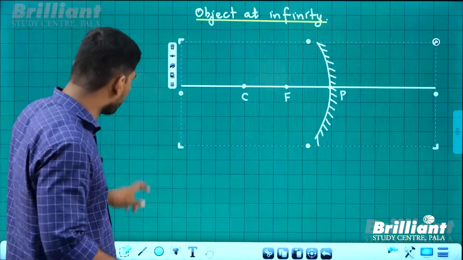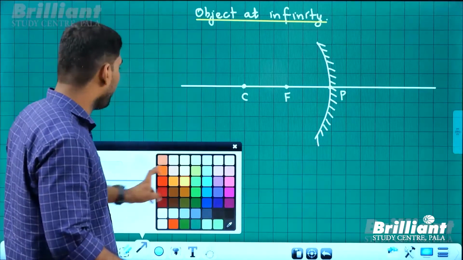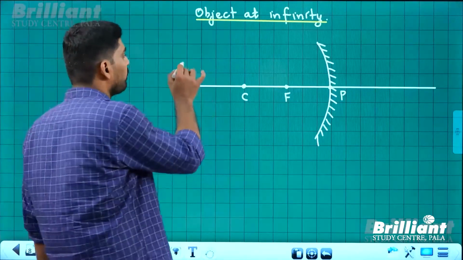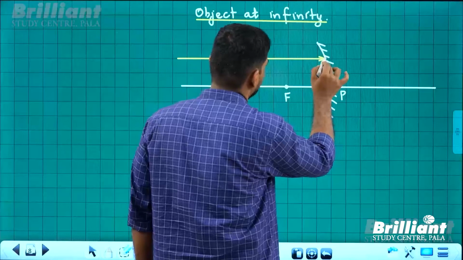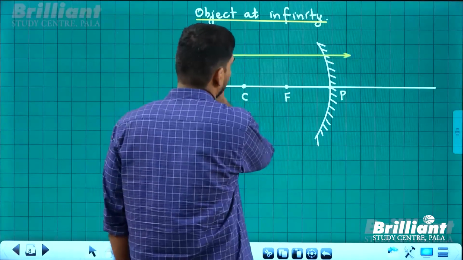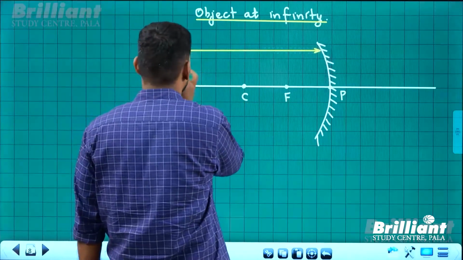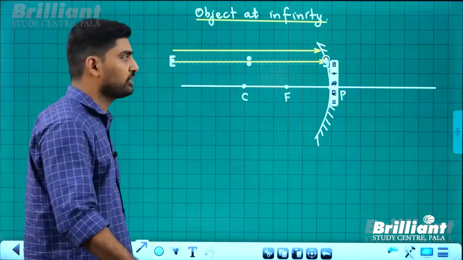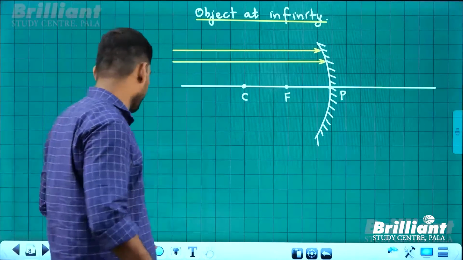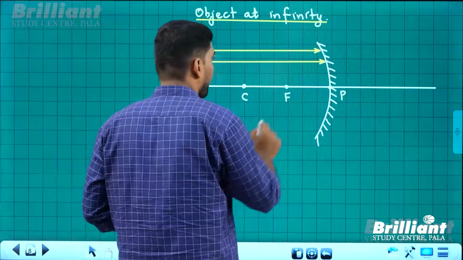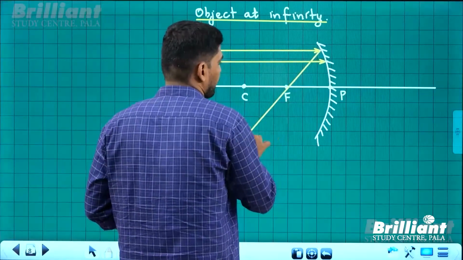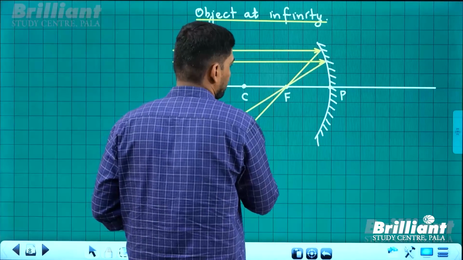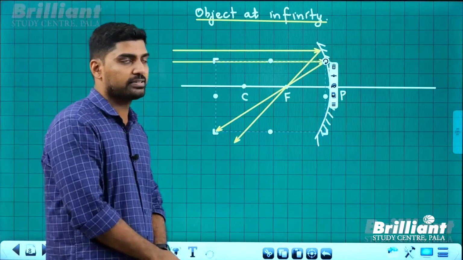When we place the object at an infinitely large distance, the light rays coming from the object are almost parallel like this. They are parallel to each other and parallel to the principal axis. And what happens to them after their reflection? They will pass through the focus.